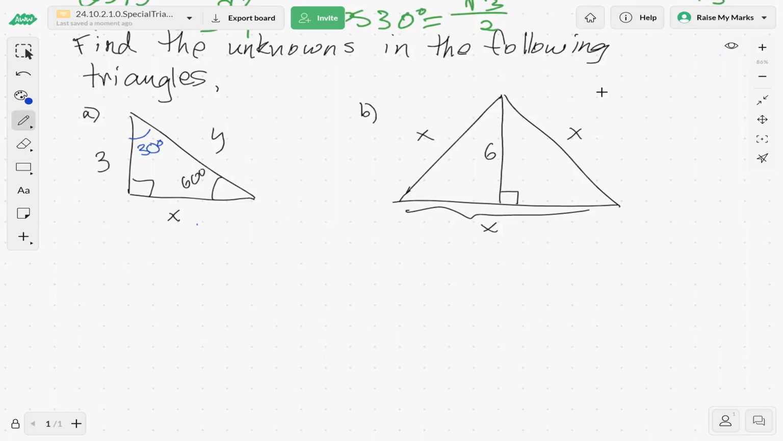So, let's see, what can we do? We have a few things we can do. We can use the sine law, cosine law. We can use ratios, like for example, sine of 60 degrees equals root 3 over 2.